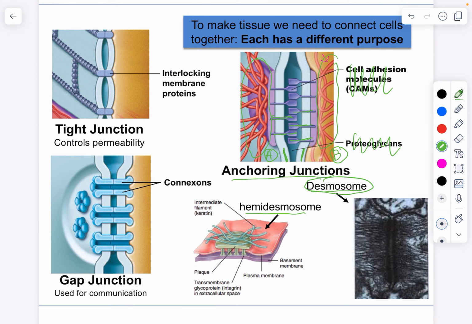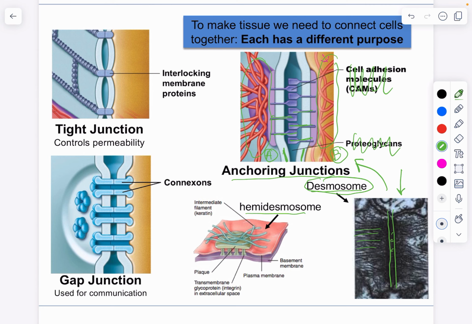Desmosomes are what we just talked about up here. They are holding two cells together. This is an electron micrograph of those anchoring junctions. So you can see the plasma membrane of one cell, the plasma membrane of another cell. You can begin to appreciate the cytoskeleton here, and then those anchoring junctions are in the middle here, and they are holding those two cells together.